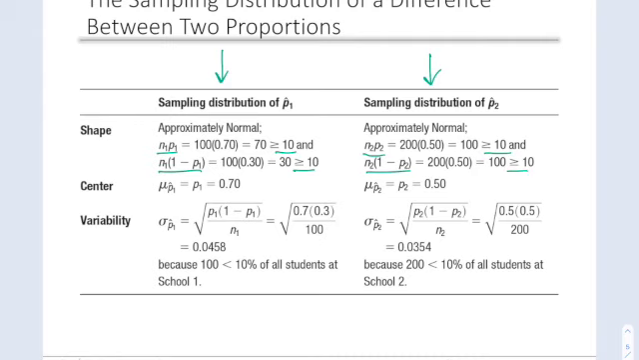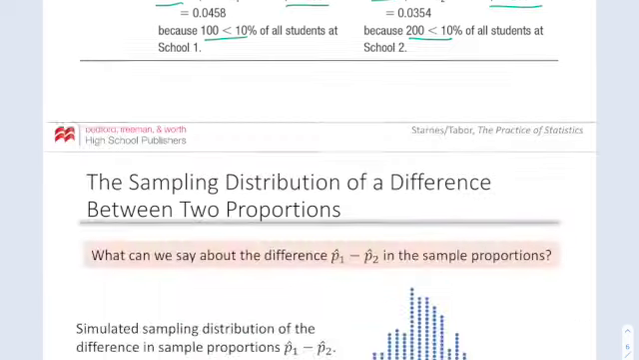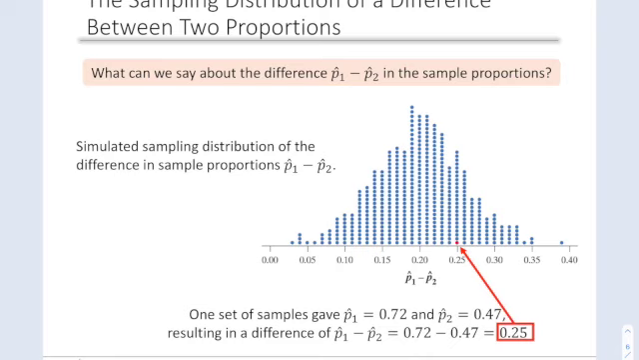Then we also learned that the center of the sampling distribution is equal to the parameter value claimed. So we have 0.7 and 0.5. And as long as your sample is less than 10% of the population, then we have the formula square root of p times 1 minus p over n as our standard deviation. So we have those individually here.